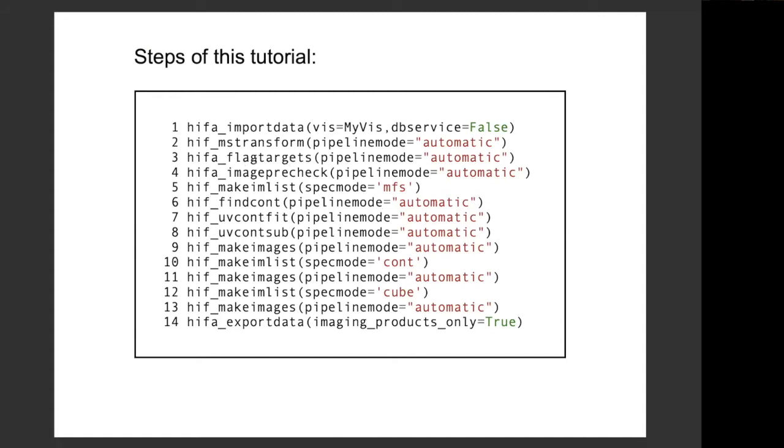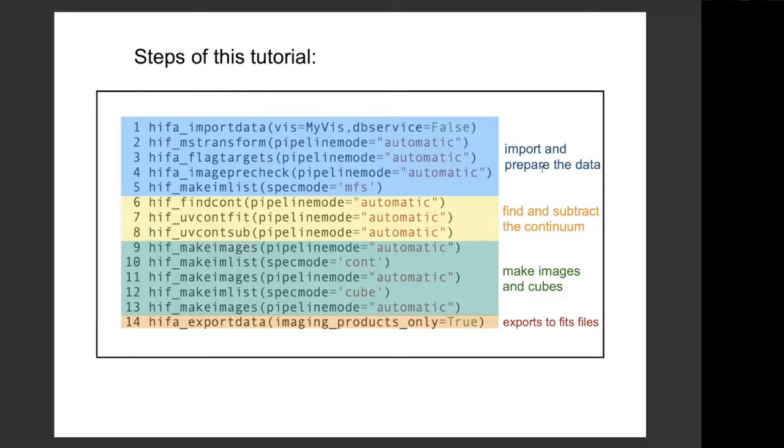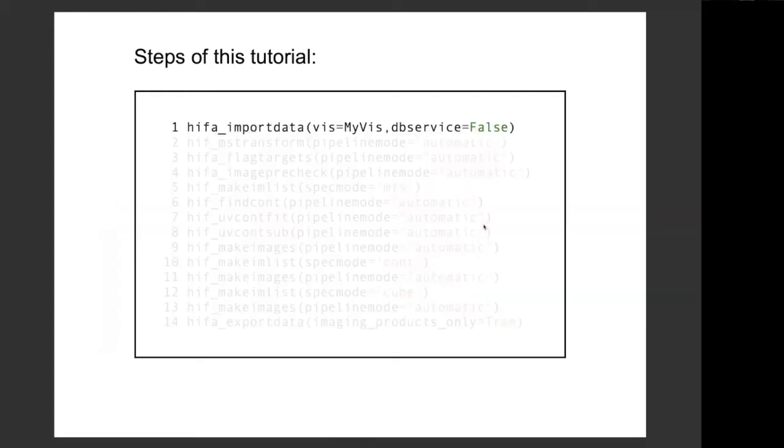So the steps of this tutorial are these 14 steps. We're going to go one by one. The first five steps are basically related to importing and preparing the data for further analysis. Then the next three steps are for finding and subtracting the continuum. Once we find and subtract the continuum, the next command is for making the images and the cubes. And finally, there is one final command for exporting the images into FITS files. So this is in general what we're going to be doing.